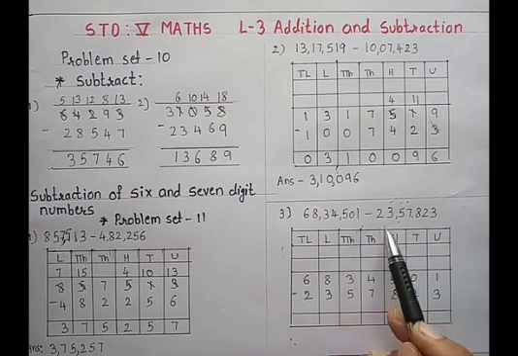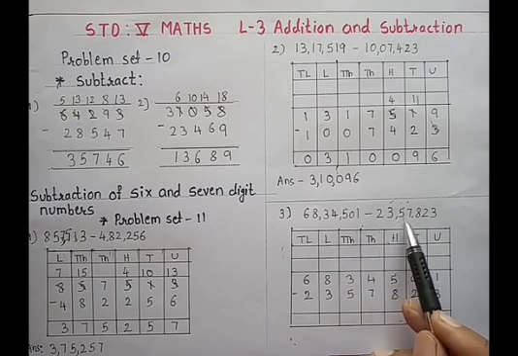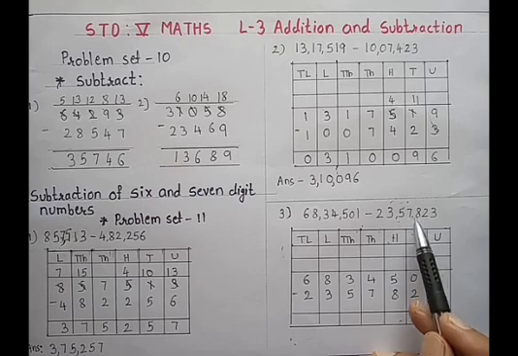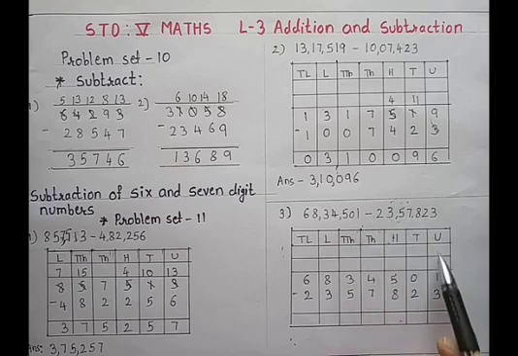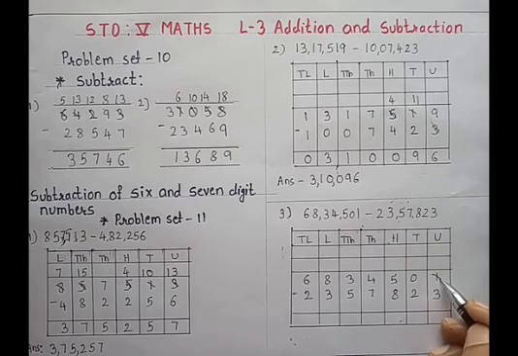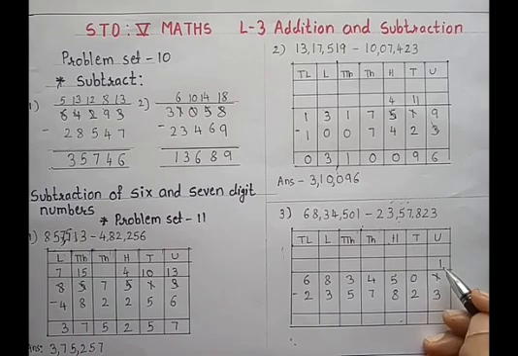Now we will solve the third sum. 68,34,501 minus 23,57,823. Write down all the numbers according to place value. We will start from the unit place. Can we subtract 3 from 1? No. So cut 1 and then write down 1 here. Can we borrow 1 from 0?